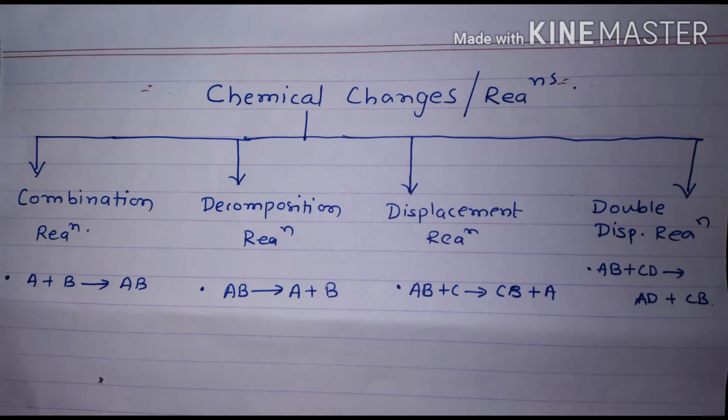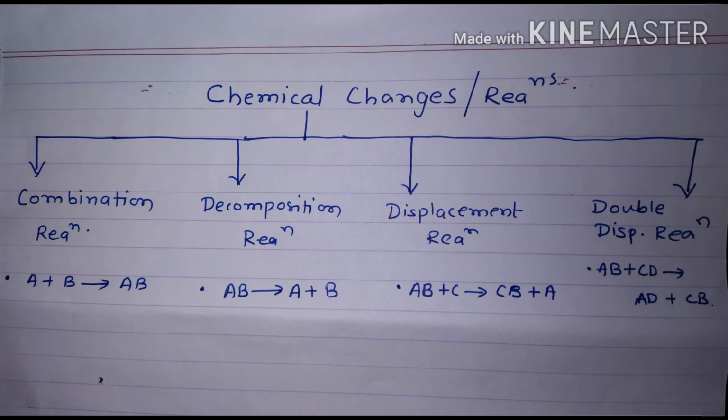The first type is direct combination. On page number 37, you can see the first part is of direct combination. We will read the definition of direct combination. When two or more substances react or combine to form a single product, the reaction is termed as direct combination reaction, and it can be represented by a general equation: A plus B gives AB. Means A and B are two reactants, they are combining to form a single product named AB.